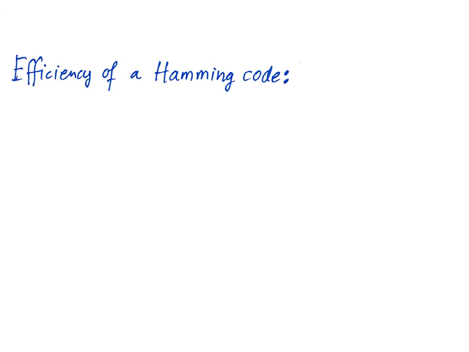Now that means that when you transmit a 7-bit Hamming code word, you're only transmitting 4 bits of data. So you can say that it's got an efficiency of 4 divided by 7 times 100%, if that's what you want to call efficiency. I'll call that efficiency.